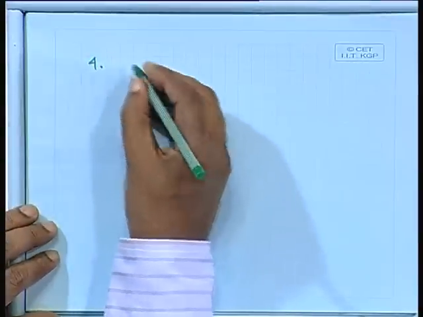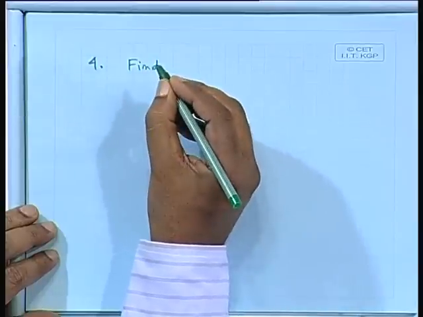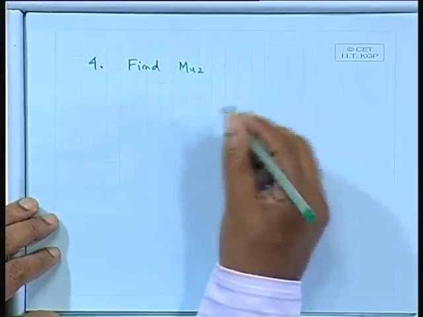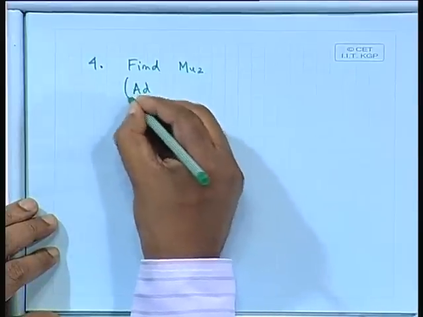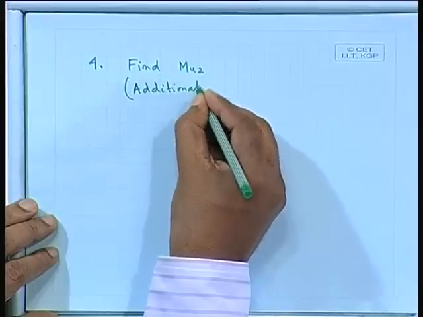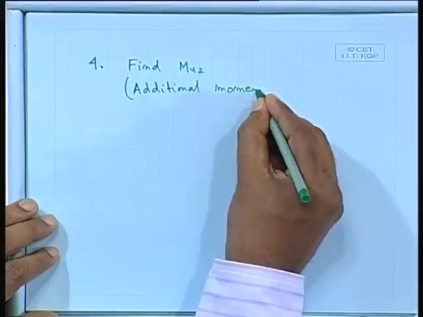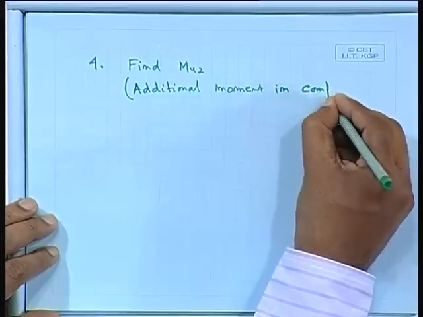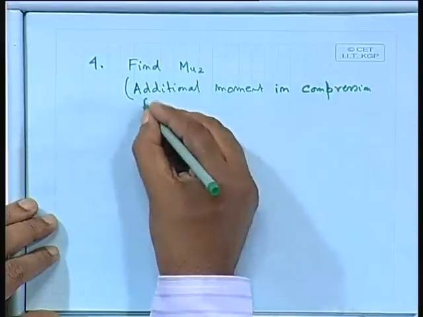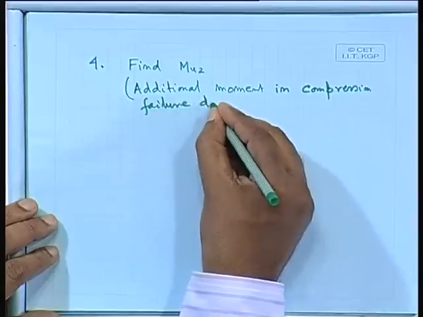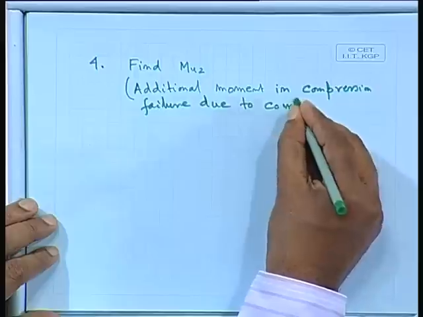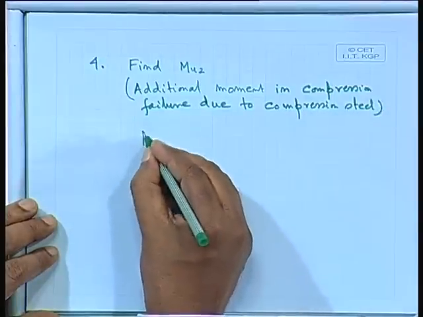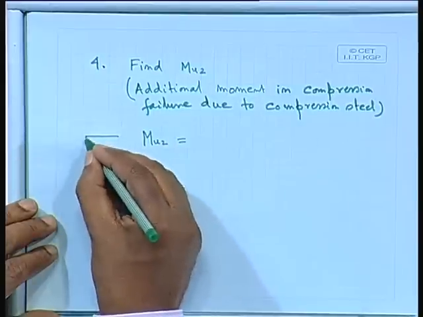Number 4, we have two parts of moment of resistance. One is Mu1, another one Mu2. Find Mu2, we can say additional moment, in compression failure due to compression steel. Mu2 equal to, let me draw the figure.